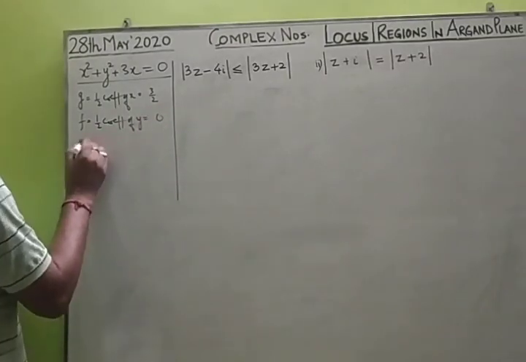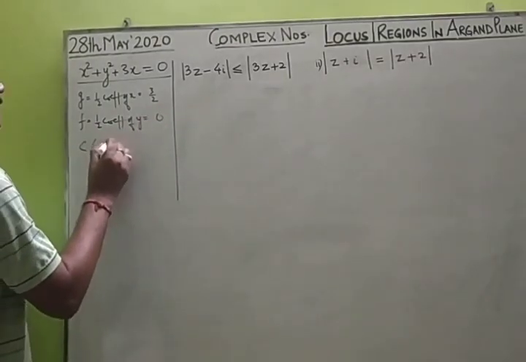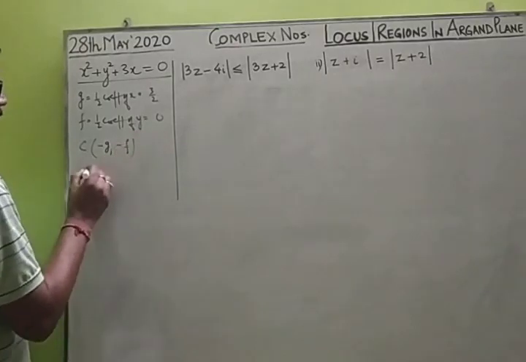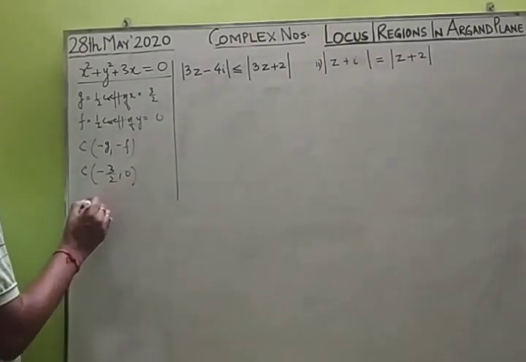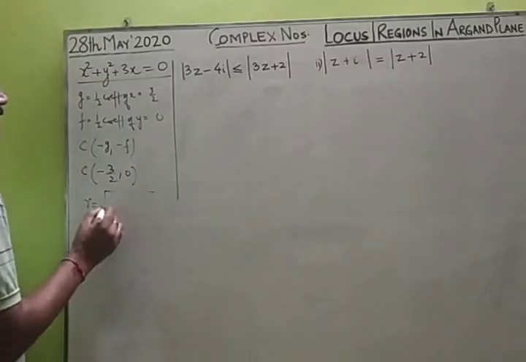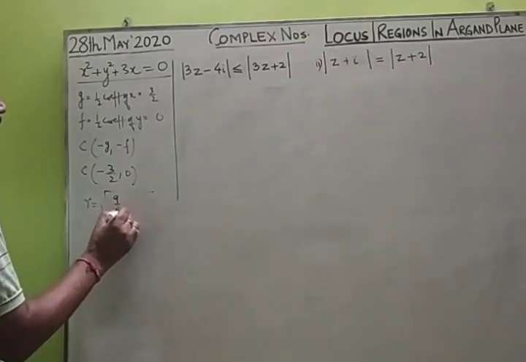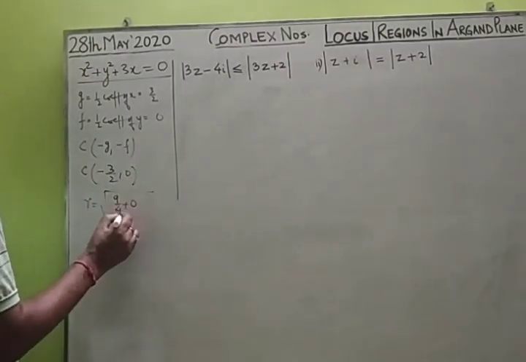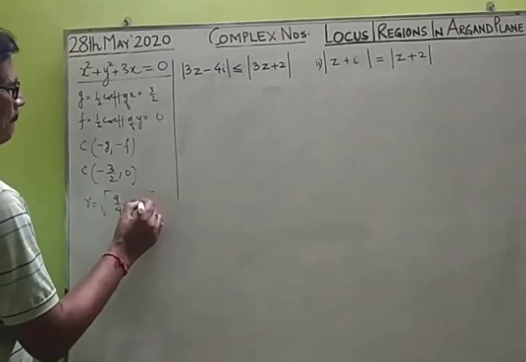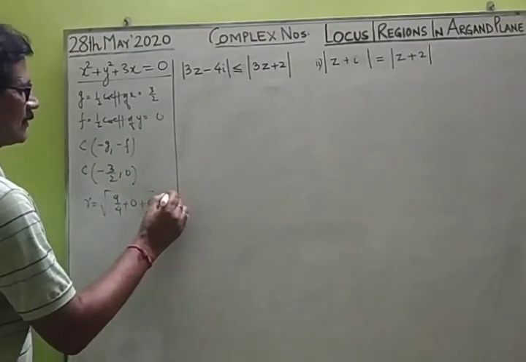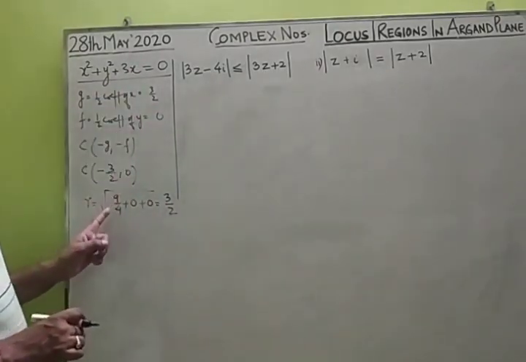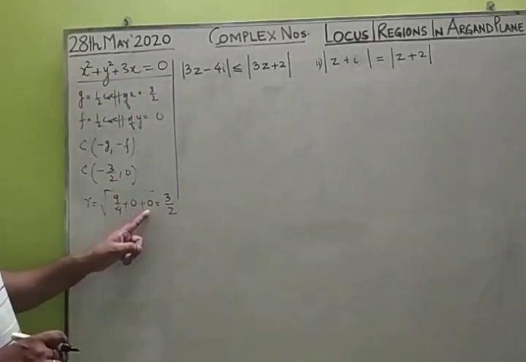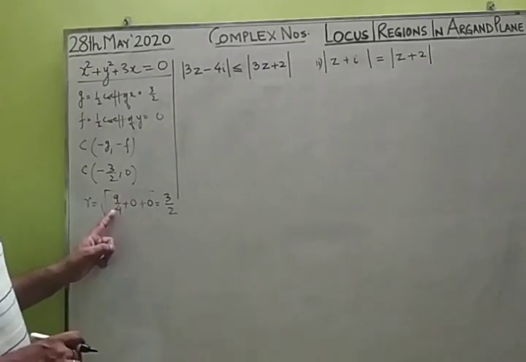So center of the circle is minus g comma minus f, that is minus 3 by 2 comma 0, and radius is nothing but the square root of g square, which is 9 by 4, plus f square, which is 0 square is 0, and plus 0. So radius turns out to be 3 by 2 because c is also 0. The constant term is also 0. So g square plus f square minus c under root of that is equal to 9 by 4, which is 3 by 2.